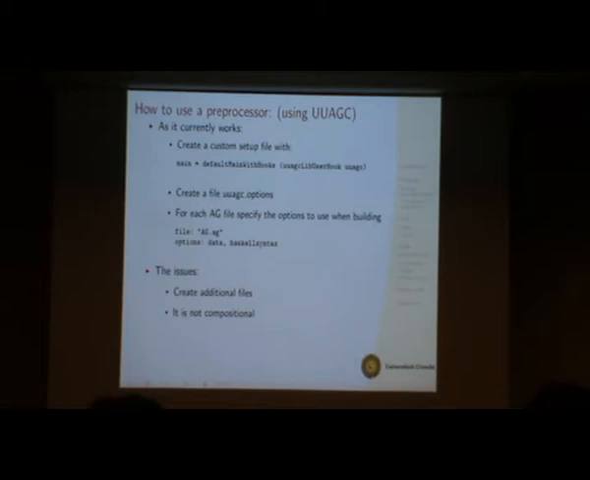But there are some issues with it. You have to create additional files for it to work, and it's not compositional. What if I wanted to use another plugin? I have no idea how to combine those. So what I did in Cabal is specify preprocessing directly inside the package description. Just write down which preprocessor you want to use, and how it compiles with flags.